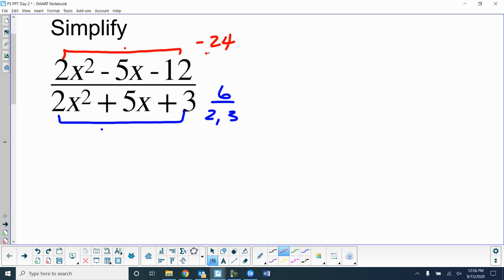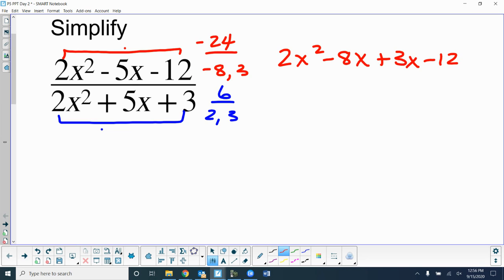Okay, for 24, what do I got to multiply to get negative 5 when I add them? Multiply to get negative 24, add to get negative 5. Negative 8 and positive 3. So the numerator, I'll go out here and rewrite it: 2x squared minus 8x plus 3x minus 12. And again, if you put plus 3x minus 8x, that's okay. That is not wrong.